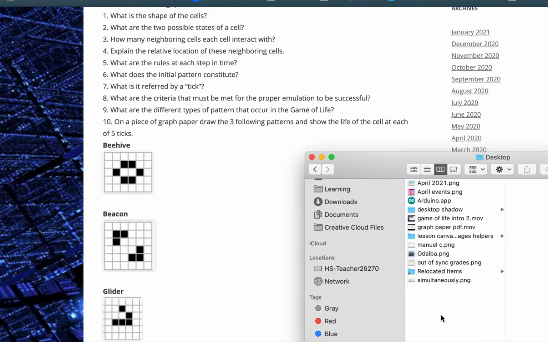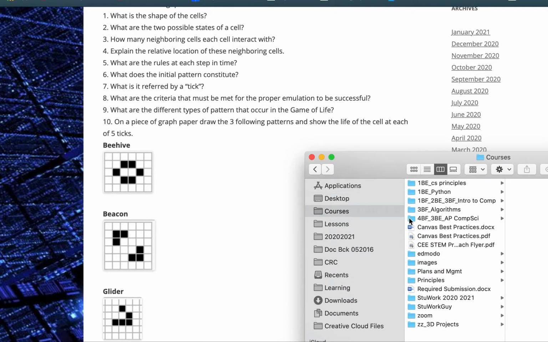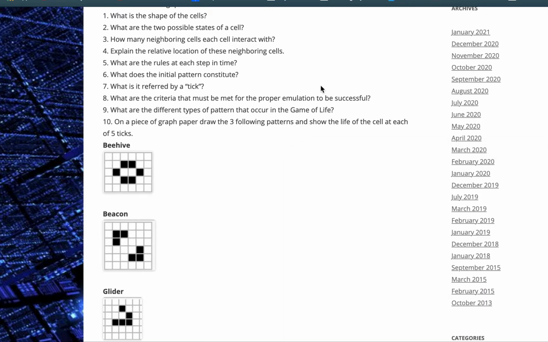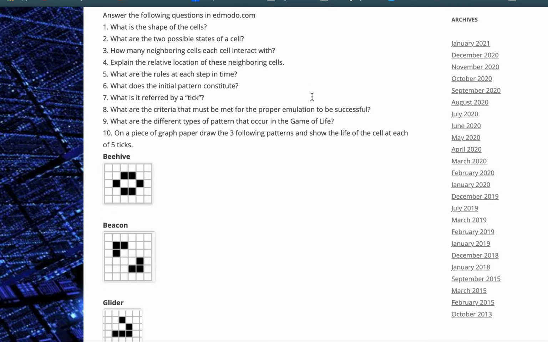Where's my graph paper again? Let's use my graph paper. Hold on a minute. I don't think I need it anymore, but let's just do that anyway. No, I don't think I need it. What's the next thing?